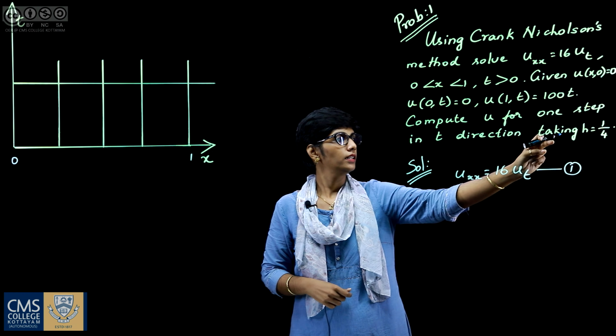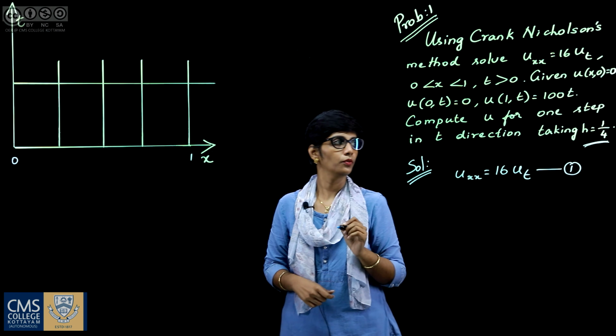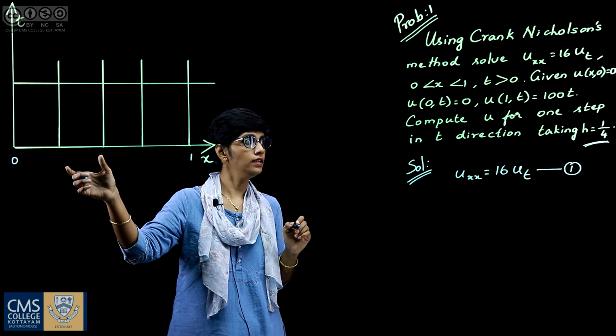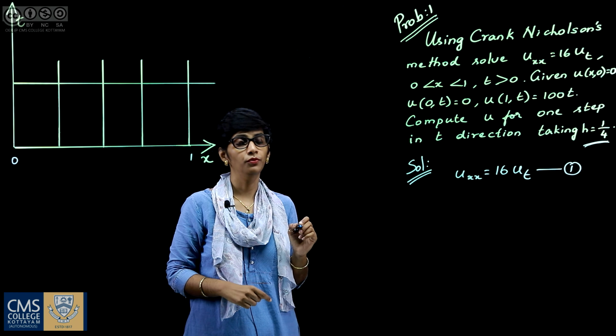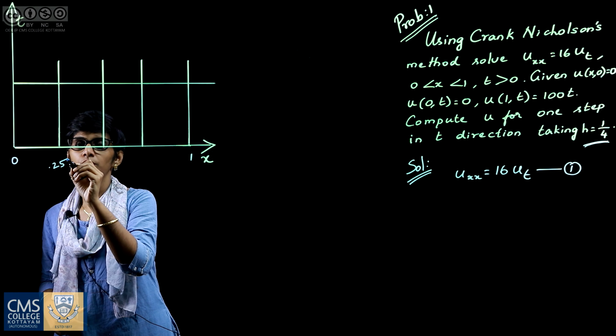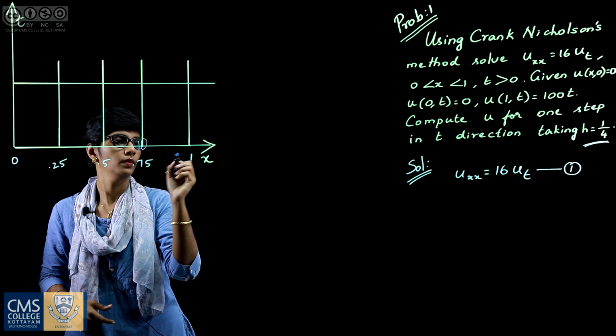The intervals are taken as h = 1/4. We know the interval in the x axis is h, and it is given as 1/4. So the x values are 0, 0.25, 0.5, 0.75 and 1.